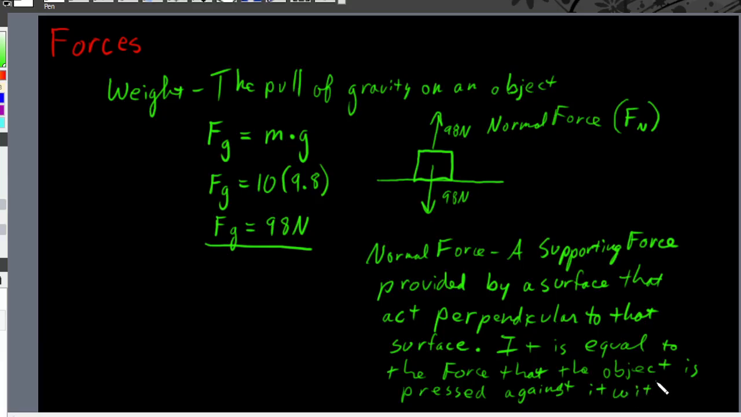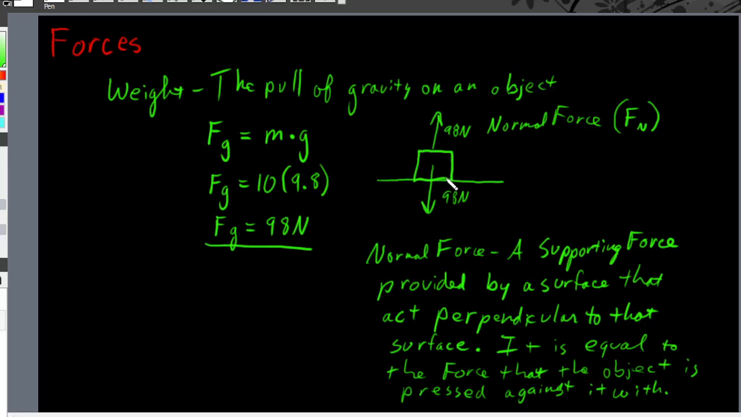In other words, gravity is pushing this box downward with 98 newtons, and that 98 newtons is all pushing into the surface, then the surface will respond back with 98 newtons. And that is how we can calculate the normal force. We'll have more examples of that as we move through the course.